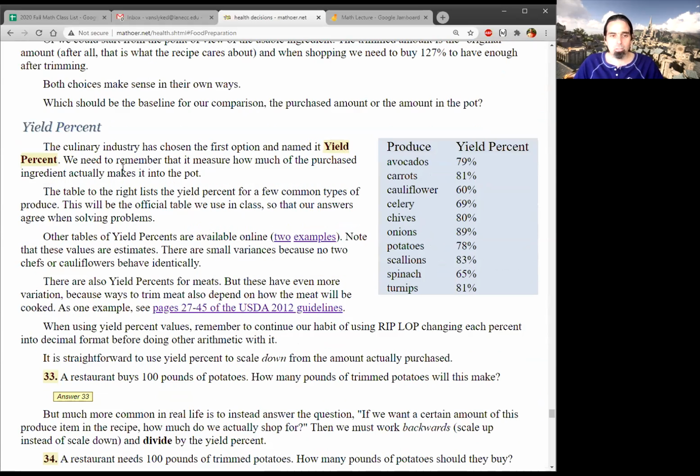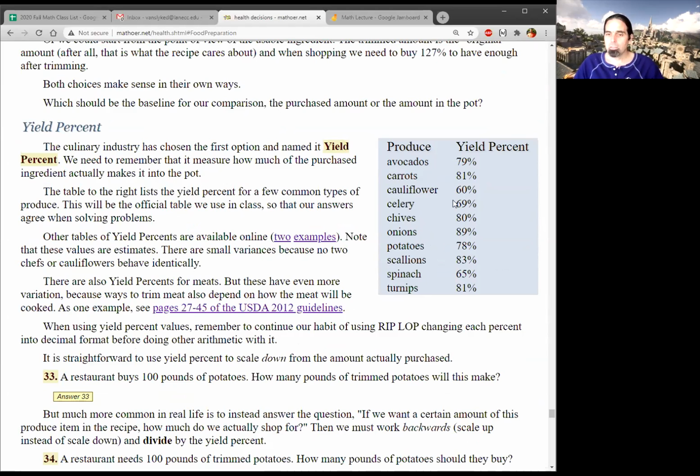However, historically, the culinary industry has made a choice, so we have to follow that. They chose the first option and named it the yield percent. So if you buy avocados, then on average, you'll get 79% of the weight that you actually put in the pot and use in your recipe.